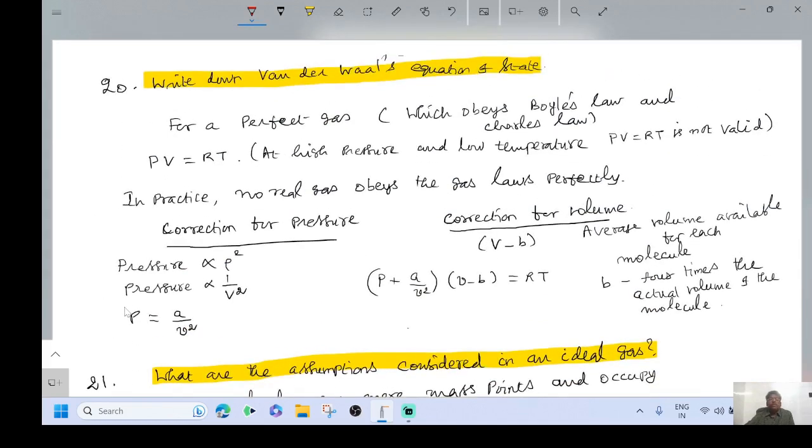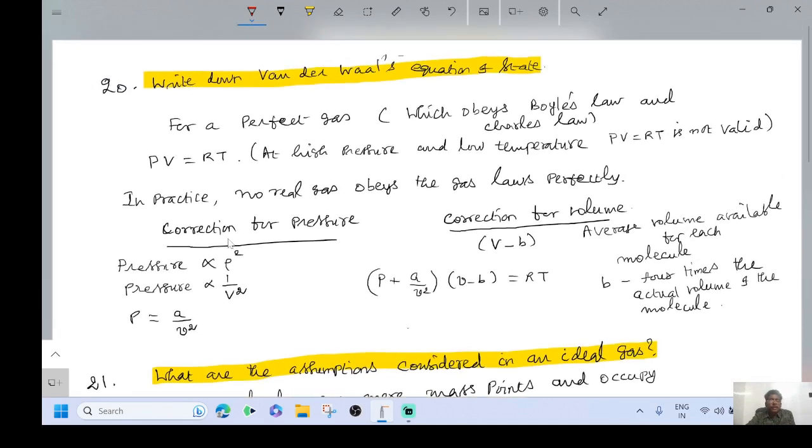Write down van der Waals equation of state. For a perfect gas, that means a gas which obeys Boyle's law and Charles' law, we may write PV equal to RT. But at high pressure and low temperature, PV equal to RT is not valid. That means in practice, no real gas obeys the gas laws perfectly.